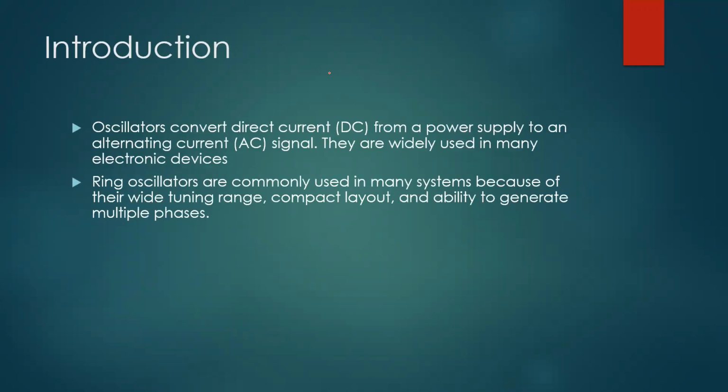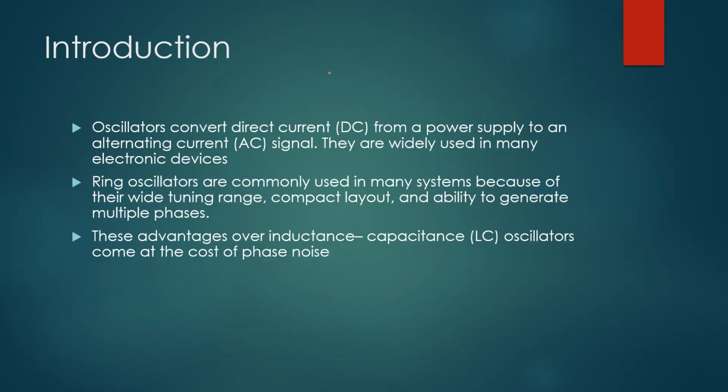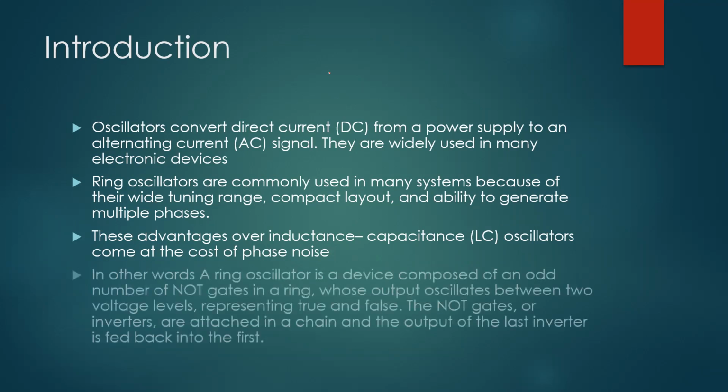Ring oscillators are commonly used in many systems because of their wide tuning range, compact layout, and ability to generate multiple phases. These advantages over inductance-capacitance or LC oscillators come at the cost of phase noise. In other words, a ring oscillator is a device composed of an odd number of NOT gates in a ring, whose output oscillates between two voltage levels, representing true and false.